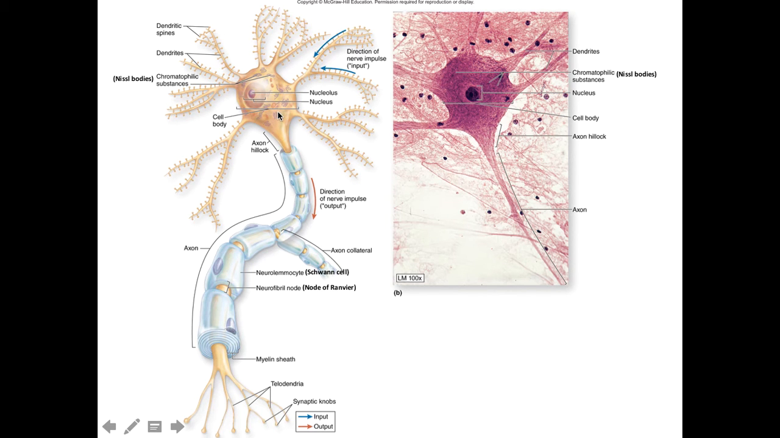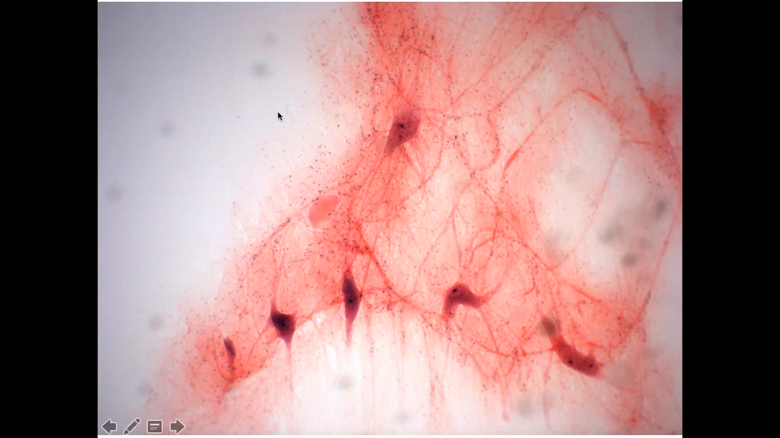If I go to this next slide, this is one from lab that you'll be able to see. Here's a nice example of several multipolar neurons. Again, these are multipolar because they have multiple processes, more than two.